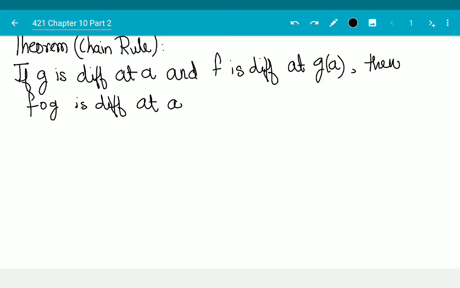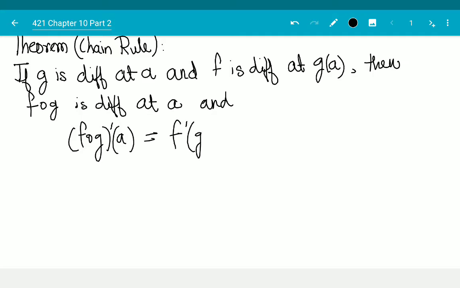f composed g is differentiable at a, and its derivative (f composed g)' at a is given by f' at g of a multiplied by g' of a, right? How do we prove this? Proof.